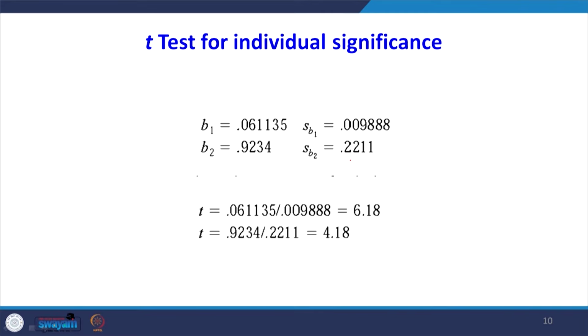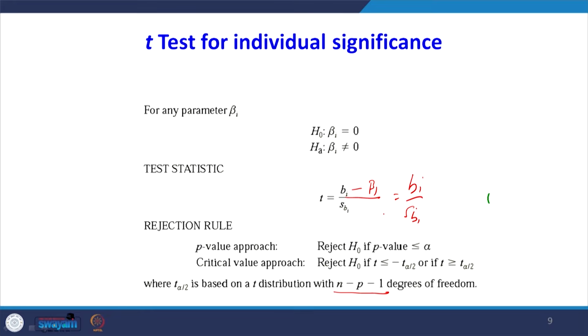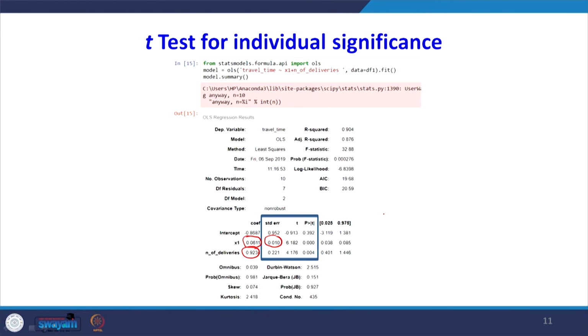So, what is the t formula? B1 divided by SB1, 0.061135 divided by 0.0098, gives t as 6.18. This also we can verify: for the first variable it is 6.18, see that 6.18. For the second variable this is 4.16. Look at the p value. The p value for the first variable is 0.000, and for the second variable it is also 0.00.